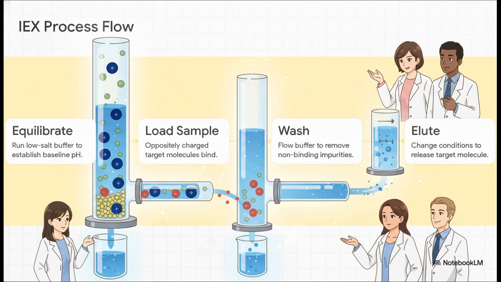Step 2, load the sample. This is where those oppositely charged target molecules bind to the resin. Step 3 is wash, where we just keep flushing the buffer through to wash away all those non-binding impurities.